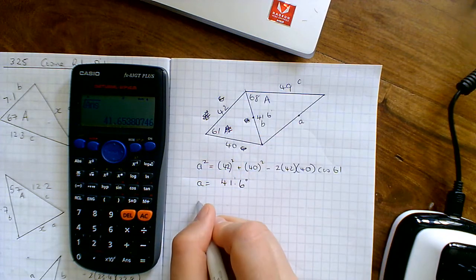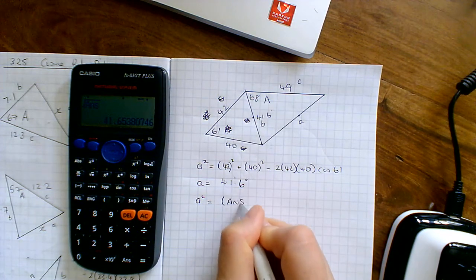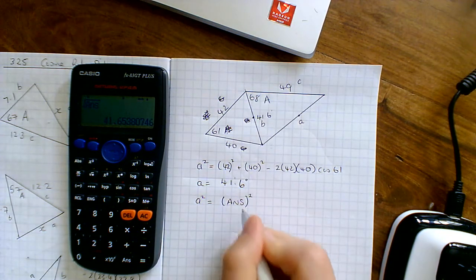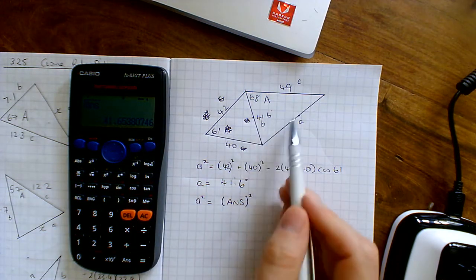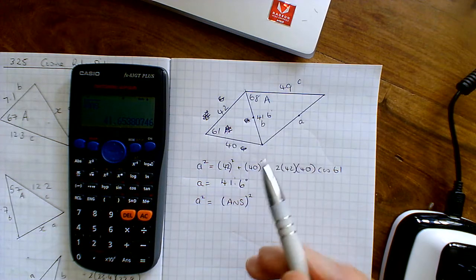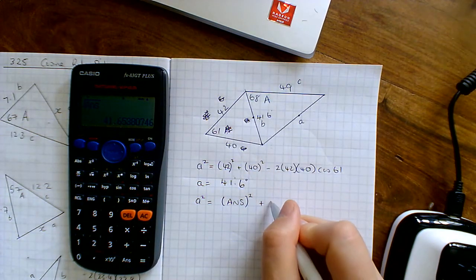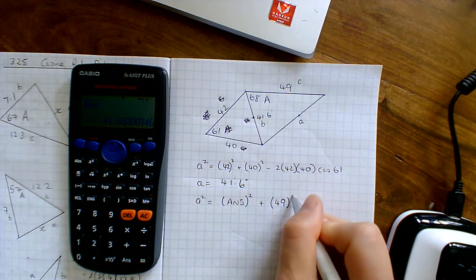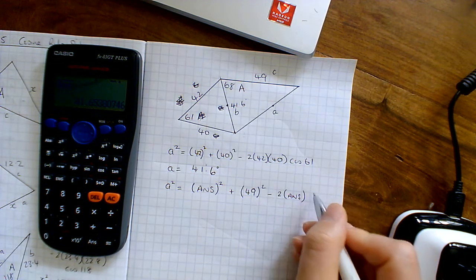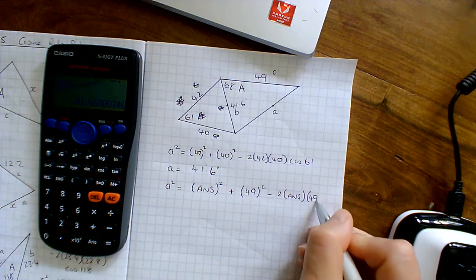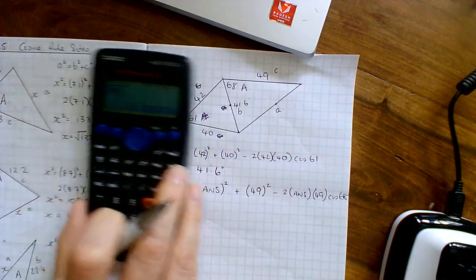So now I'll go for it. I've got A squared equals B squared, which is going to be for me the last answer I had on the calculator squared. Now the reason I'm doing this is because I don't want to round this thing and then carry a rounding error into this calculation, so I want to get this as precise as possible, so I'm going to actually use that one. So A squared equals Ans squared plus C squared, plus 49 squared, minus 2 lots of B, which is the answer on the calculator at the moment, times C, which is 49, and then I've got cos of 68. Okay, so that's what I'm going to go for.